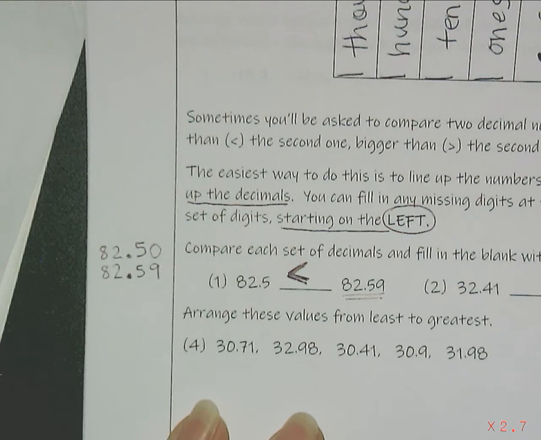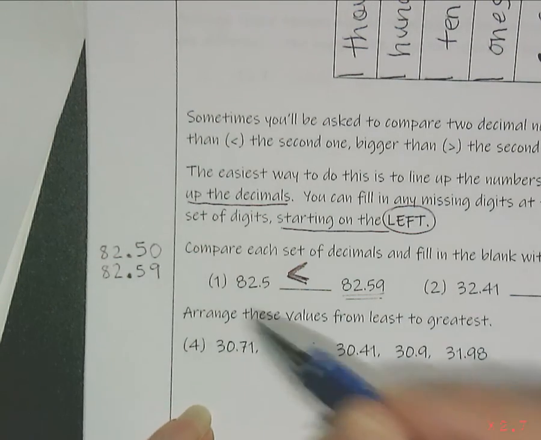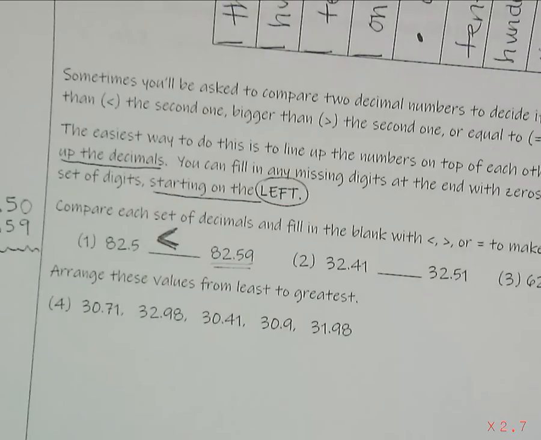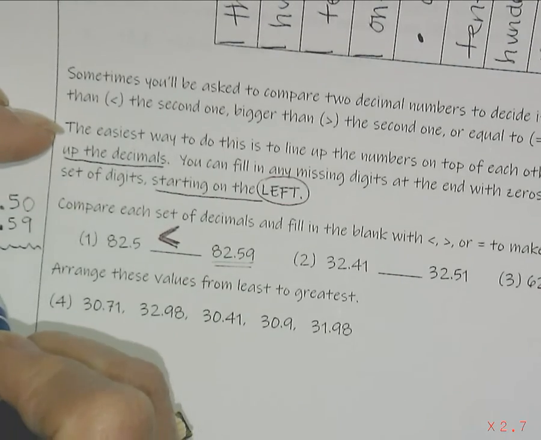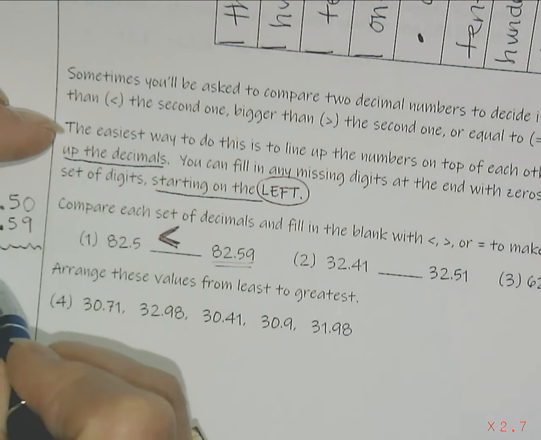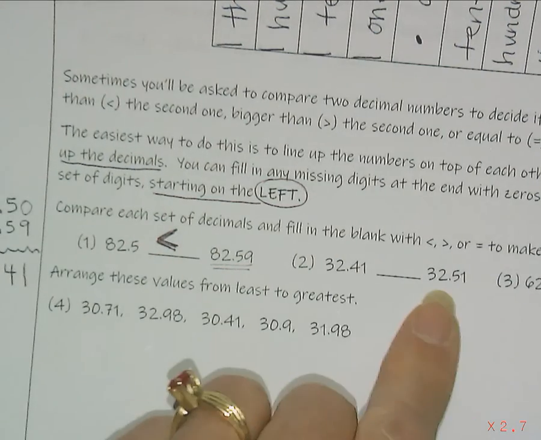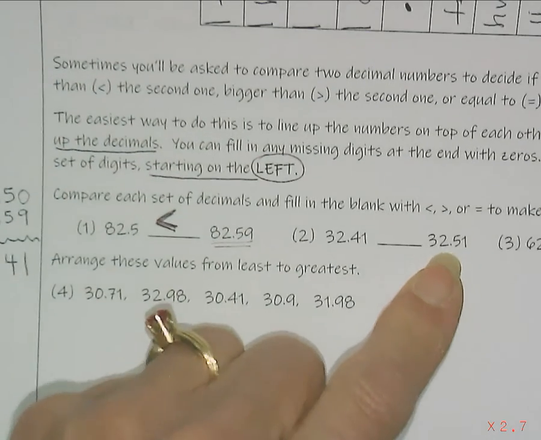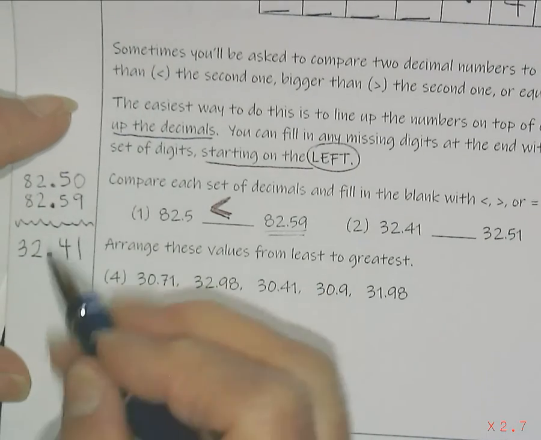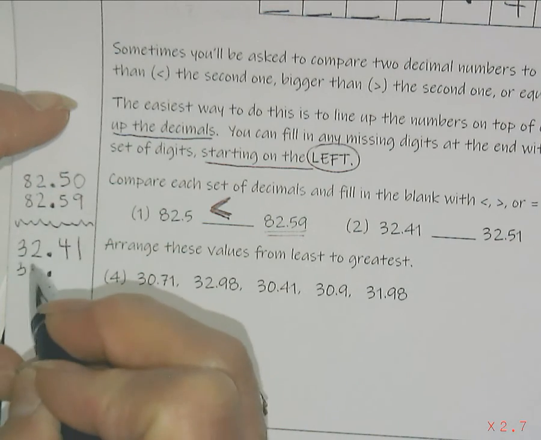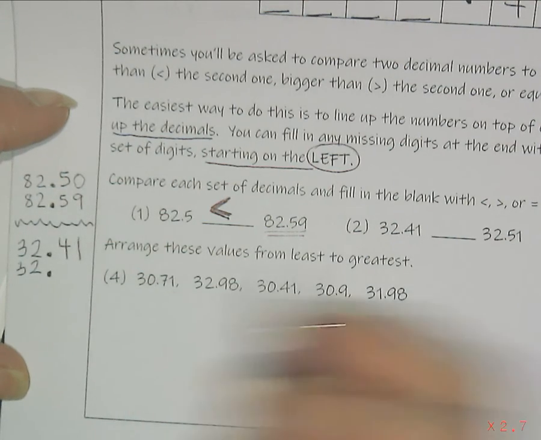Guys, when you're writing these on top of each other, I want you to always write the first number on top and the second number on bottom. So I'm going to put a little squiggle to separate, and now we're going to do number 2. I'm going to write the first number, 32.41. And when I write this second number, before the decimal I'm going to write 32, and after it, 51.